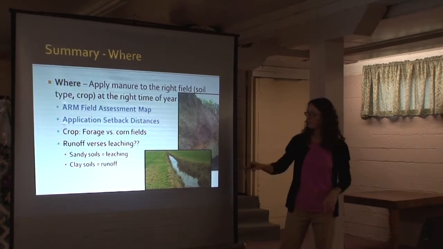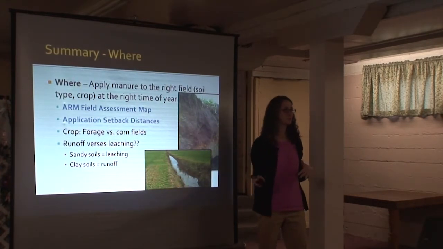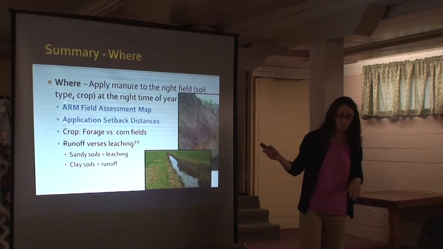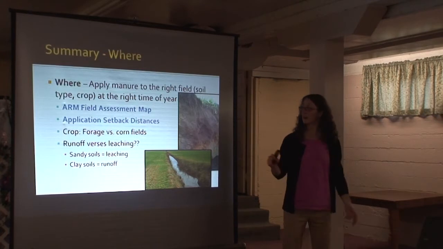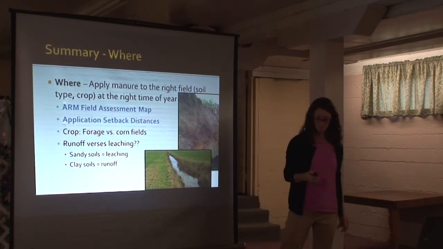And then using those application setback distances so that you're applying to the right areas of your field. And of course, as I mentioned, those two types of forage versus cornfields, we're going to treat a little bit different on the where, but important to think about that. And then as we thought about are we more concerned about the runoff versus leaching? And that's very soil type dependent. Yep, some soils we're more concerned about one or the other. So paying attention to that ARM assessment map at those different times for those different soils.